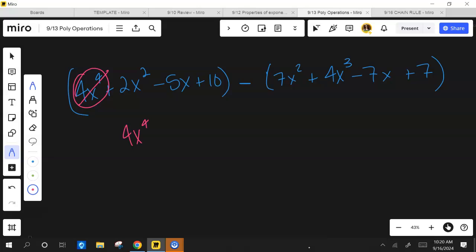Why is it negative? That's in the same parentheses, the first parentheses. We'll just, yeah. All right, so now how about powers of 3? There's 1 over here, but it's negative. That's exactly right, because I'm subtracting all of this. So minus 4x cubed.